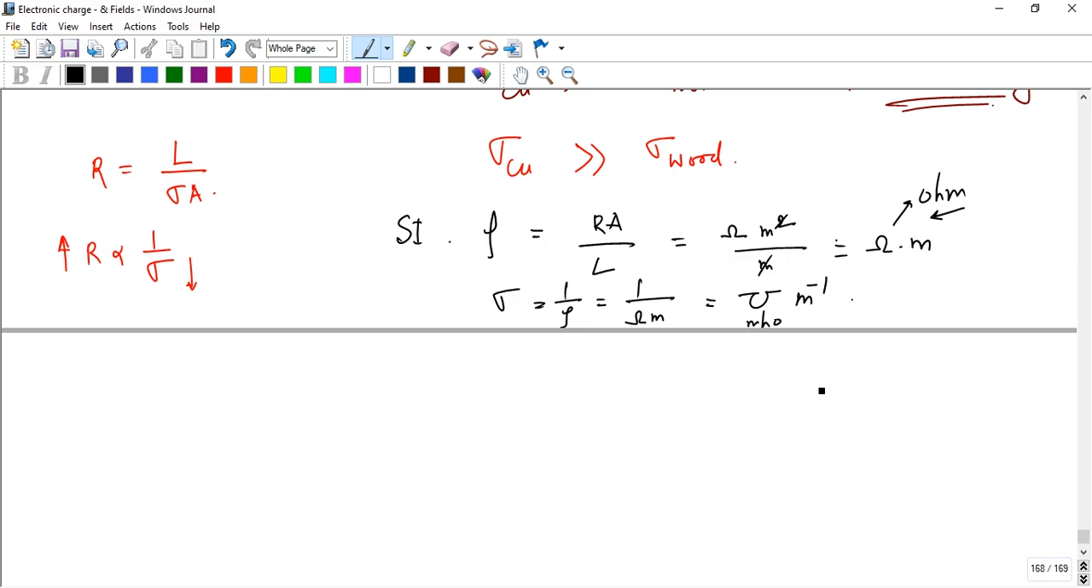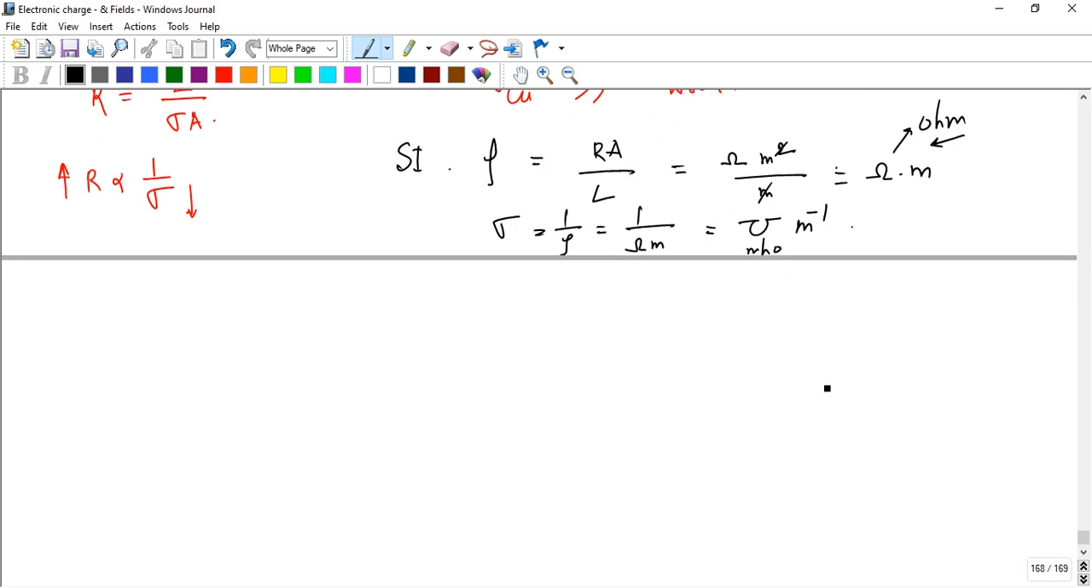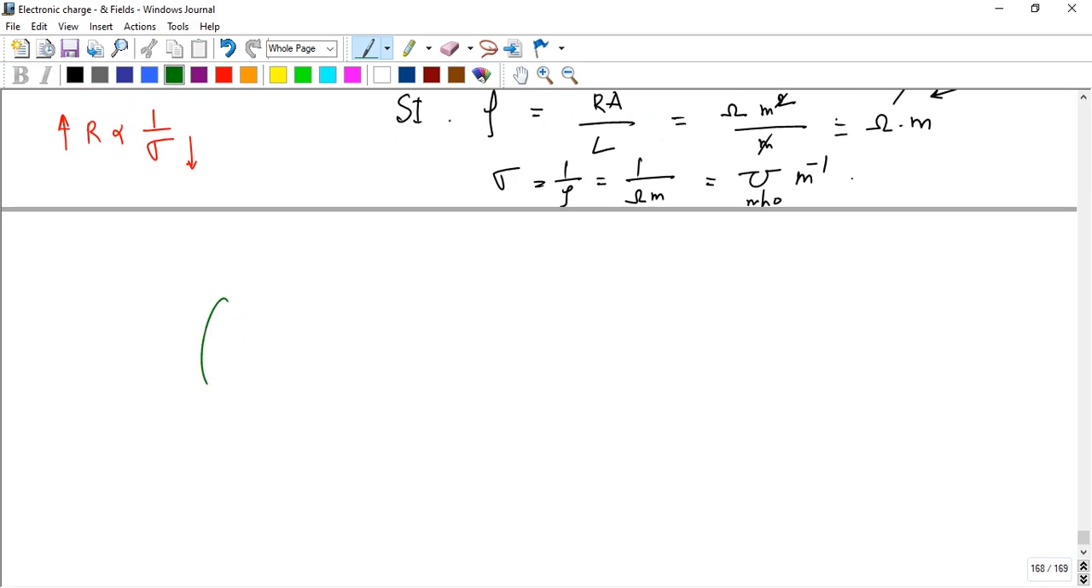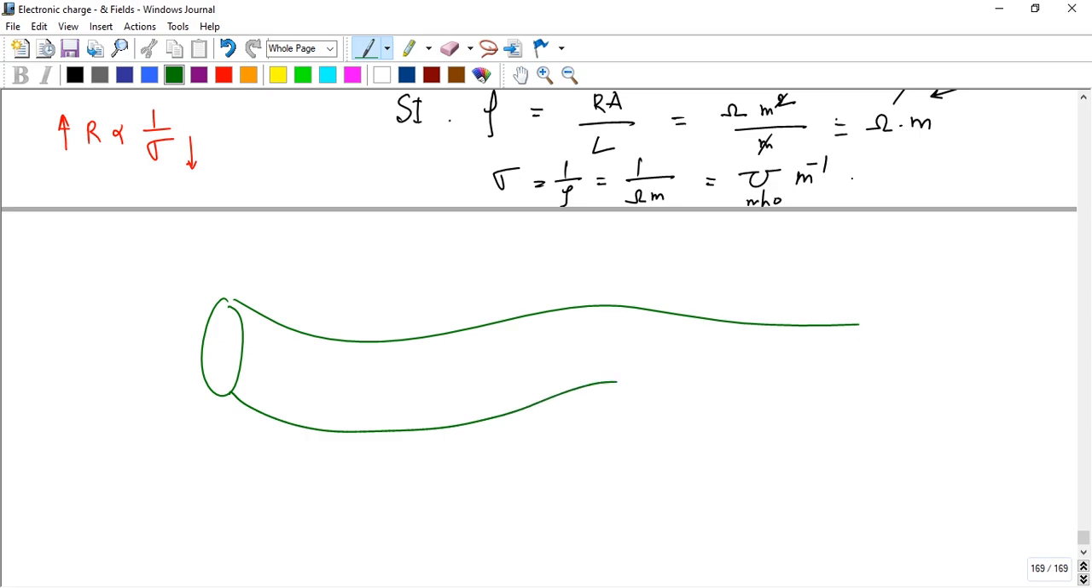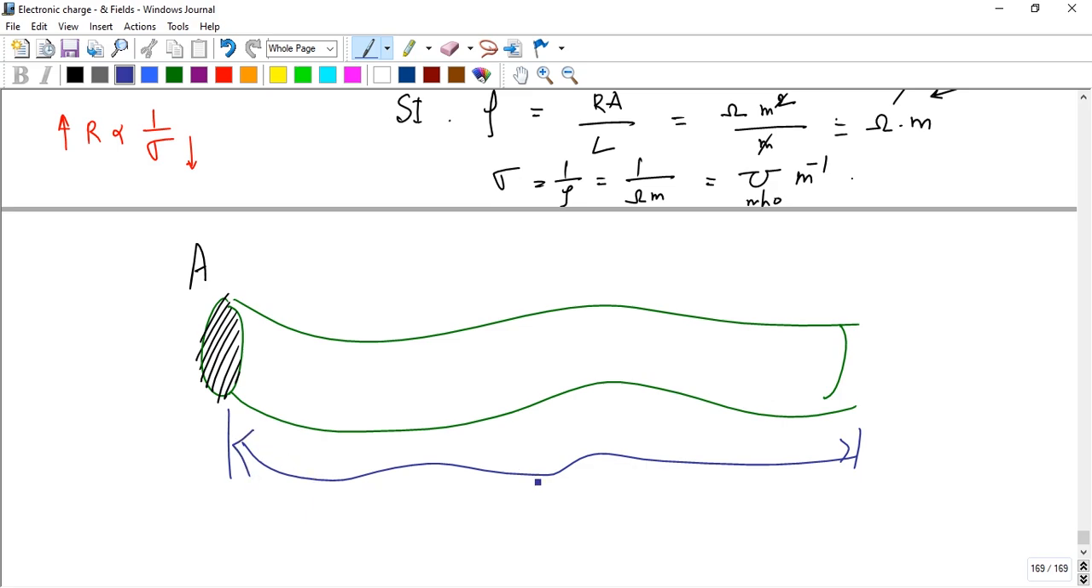Clear? And if there is a conductor, meaning a wire, the resistance depends on the cross-section area A, the length L of the conductor, and the material you choose, copper, iron or anything like that. That depends on rho or sigma, which is the material property. So clear the concept.